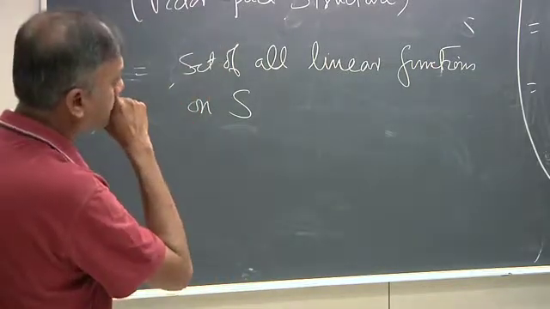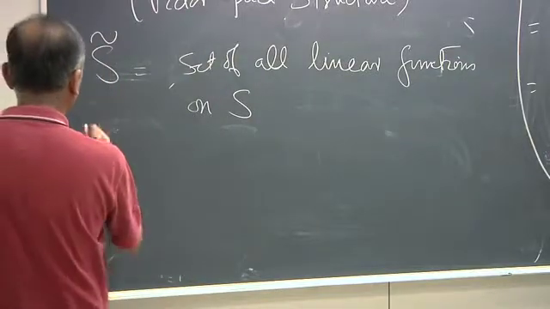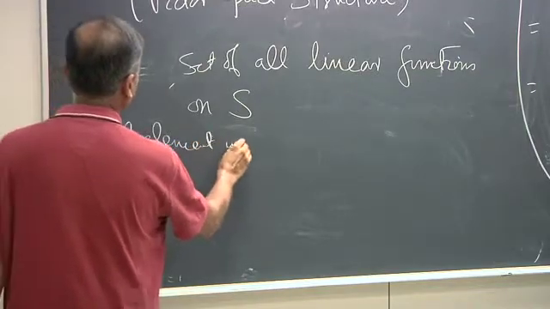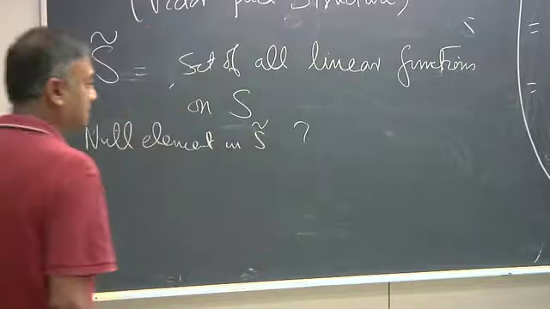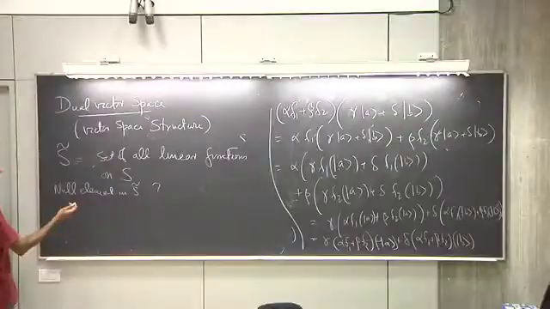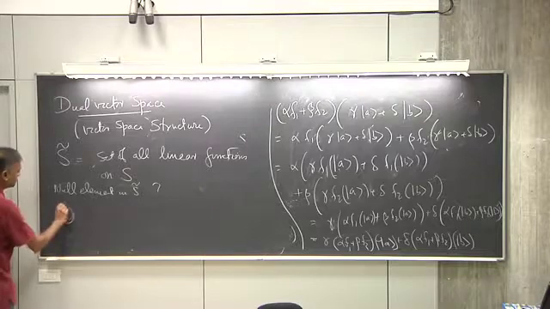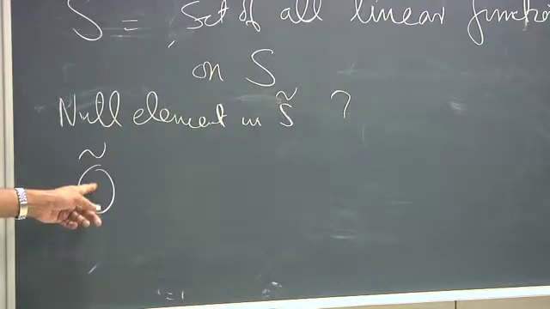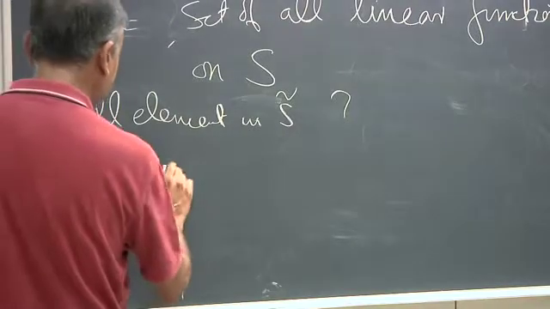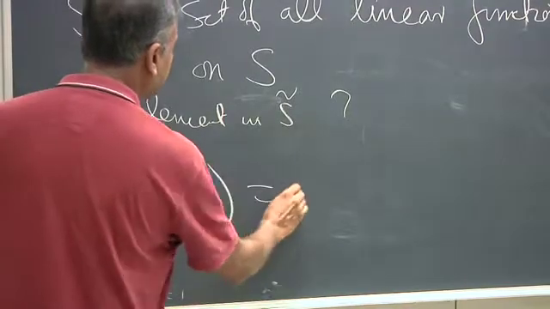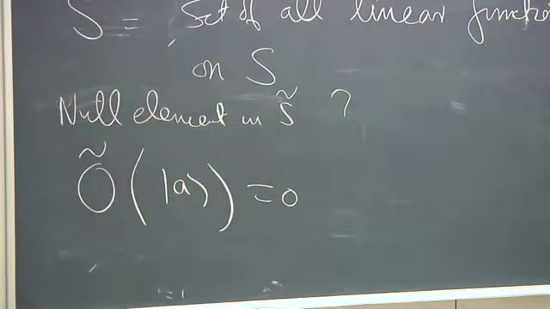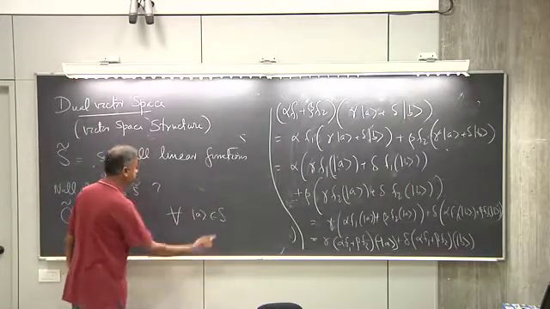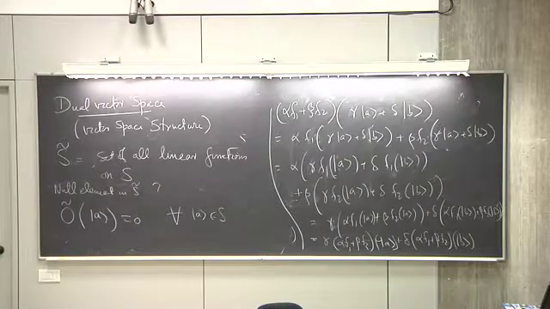Okay, so now I need to define what is the null element in S tilde. So this is a question, what is it? Well, let's call it 0 tilde or some symbol. This is just to indicate that there is a zero function, which by definition, acting on any vector A is simply 0, for all A belonging to S. So this is the null element of S tilde.